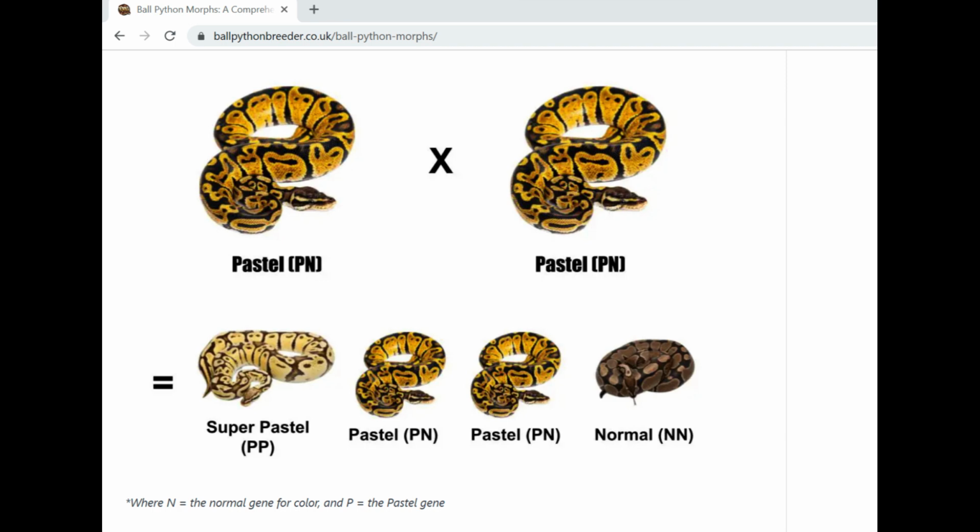That's a really weird example I've got there, but I pulled it off the internet, so make one yourself and it'll probably be better. But in that same pairing, because of the odds, you'll get roughly 50% will also be pastels, and only a quarter will be normal. So pairing incomplete dominant morphs together is a really interesting way of getting completely different looking snakes.